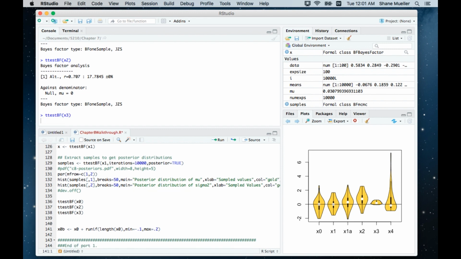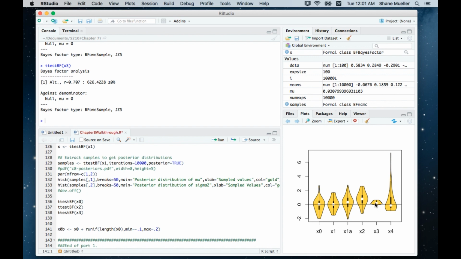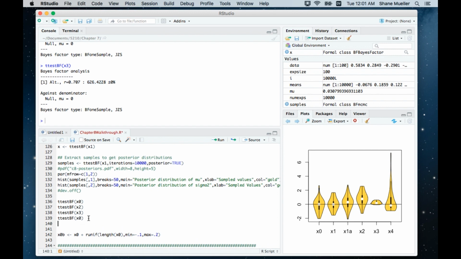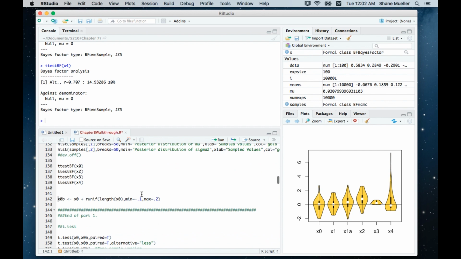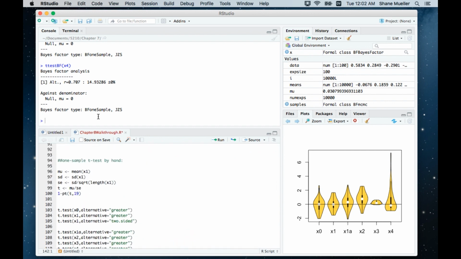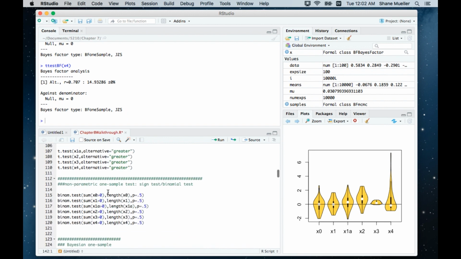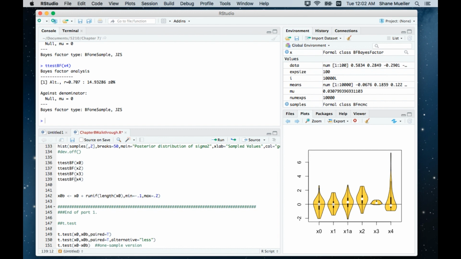x3 was when we reduced the standard deviation but had the same size mean, and now this is really strong support for the alternative hypothesis that there is a specific difference. And what about for this strange case x4? Now it shows again really strong evidence for the alternative, and it doesn't really say in this case whether it's greater than or less than 0, and we can address that using this is a two-sided test.